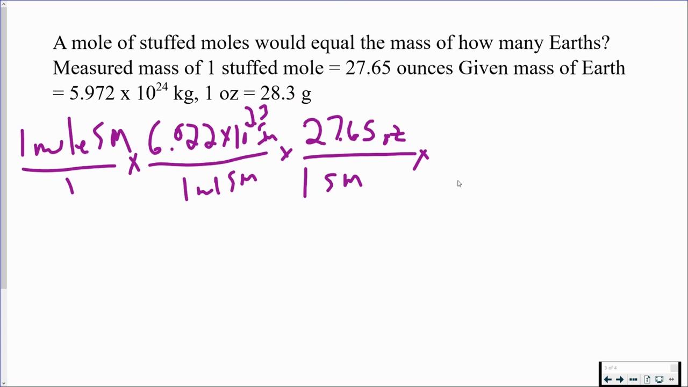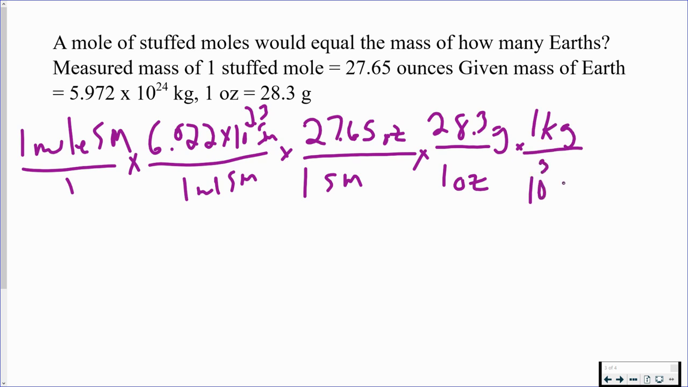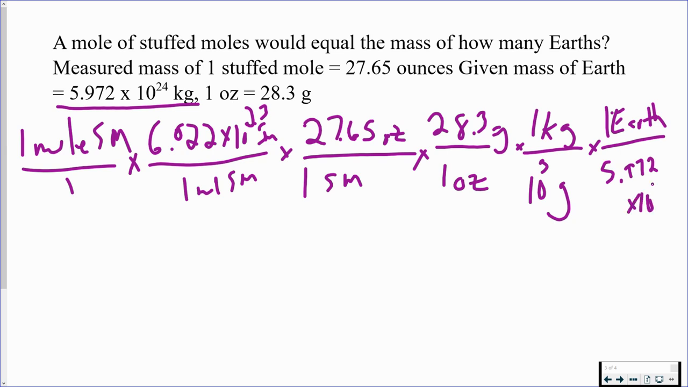So the first thing that we know is that 1 ounce is bigger, and it is 28.3 grams. Now we can go directly to kilograms. So 1 kilogram is equal to 1,000 grams. Now that we're in kilograms, we can use our factor of the mass of the Earth: 1 Earth is equal to 5.972 times 10 to the 24th kilograms.